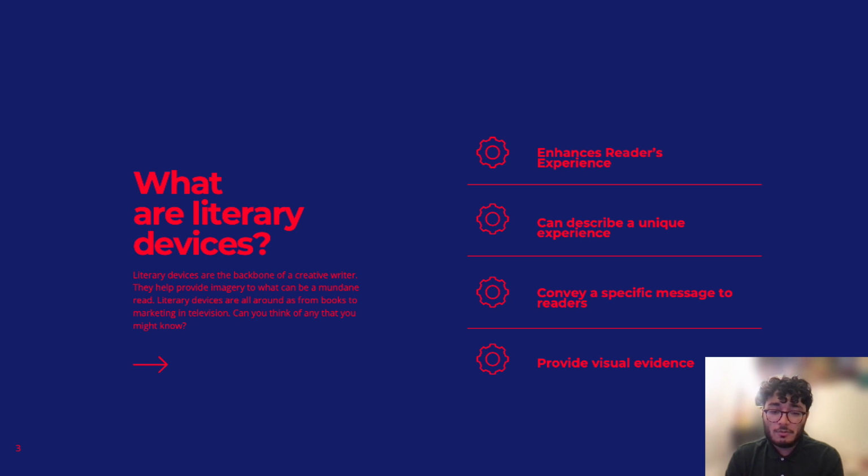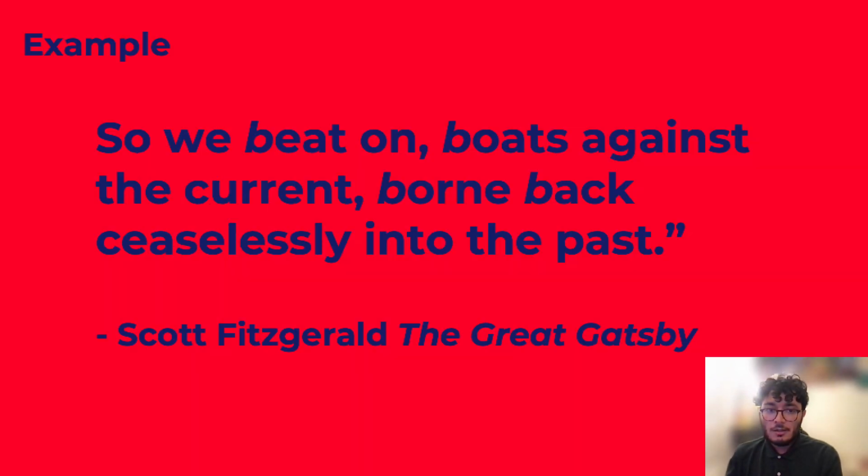So let's go ahead and read one from a book that we're going to be reading later in class. "So we beat on, boats against the current, borne back ceaselessly into the past." F. Scott Fitzgerald, The Great Gatsby. So the literary device that is being used here is called alliteration, which is the repetition of letters. If you notice, Scott Fitzgerald uses the letter B often: beat, boats, borne, back.